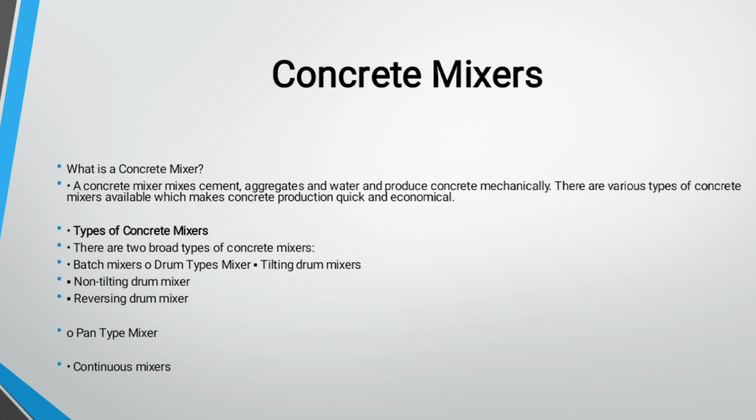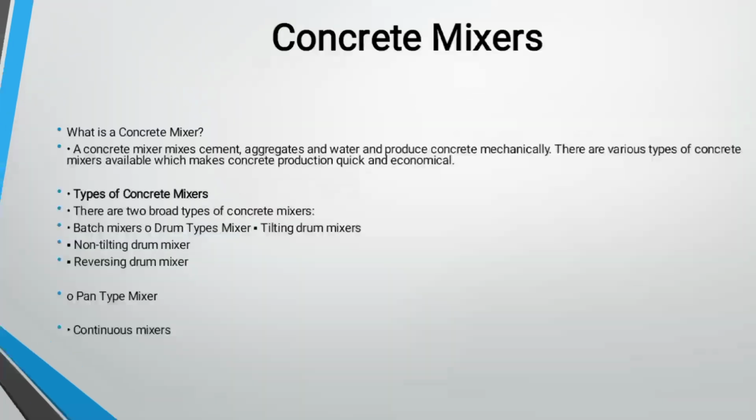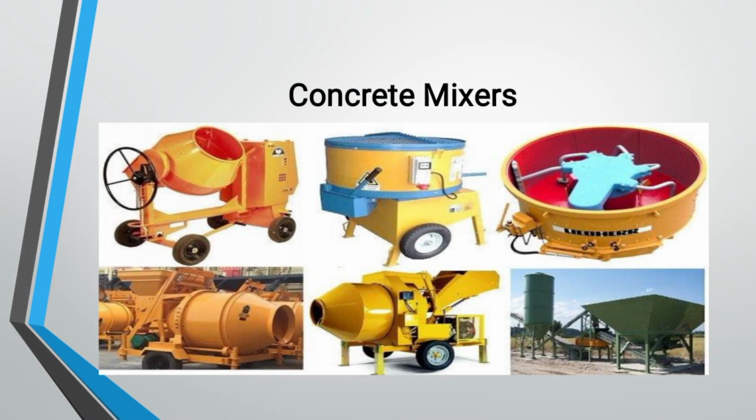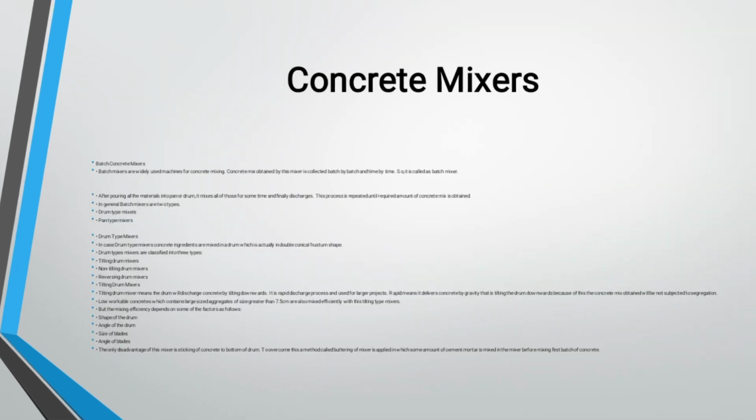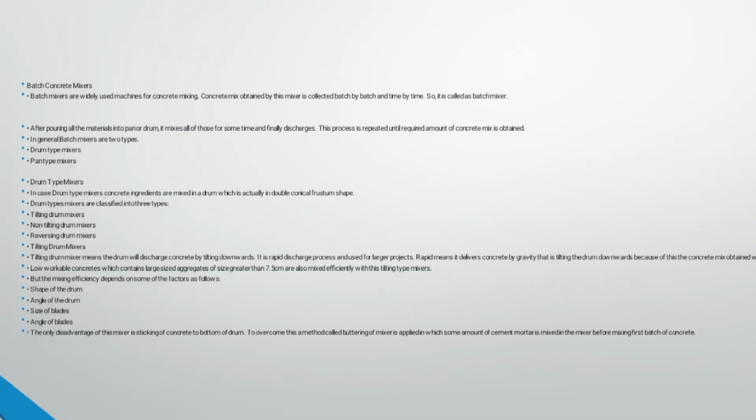Under the drum type mixers, we have three types of mixers, which are the non-tilting drum mixer, the tilting drum mixer, and the reverse drum mixer. Below are drawings of mixers. We have the tilting one, pan type, non-tilting, reverse, and the continuous one. Now I want to discuss them one by one, and we will begin with the tilting drum mixer.